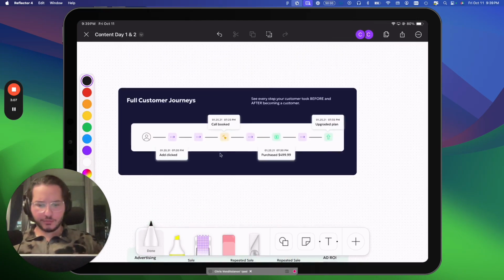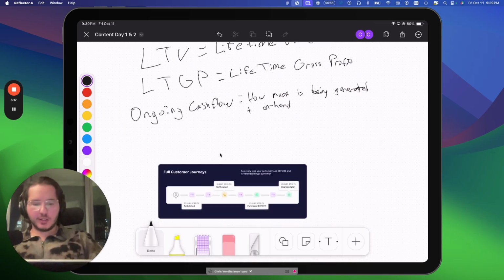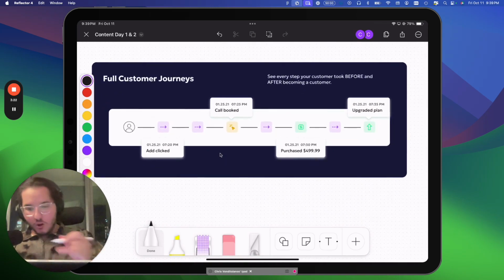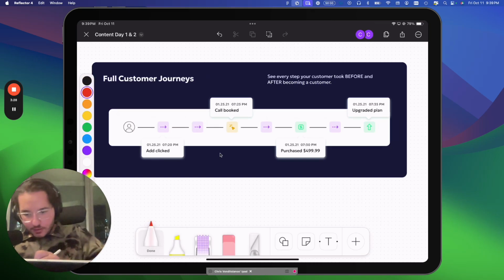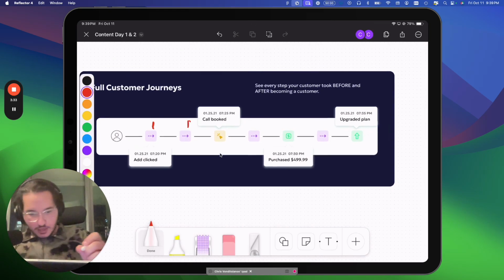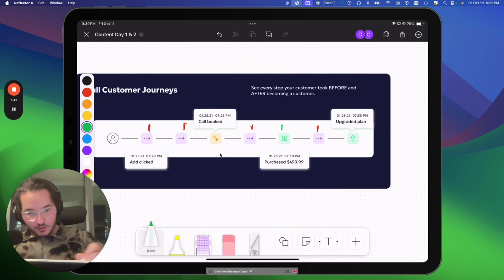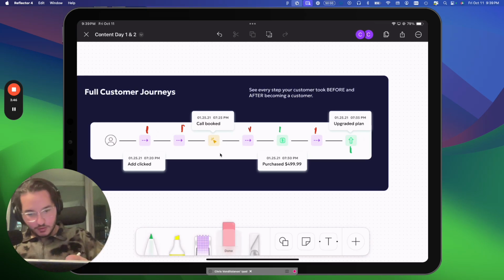Okay, so I'm talking about cost of acquisition, lifetime value, lifetime gross profit, and then how much is being generated, so your acquisition system. This is all a part of it because you're spending money here, spending money here, spending money here, you're spending money here, you're making money here, making money here. I'll erase this one. I'll put it on the bottom.